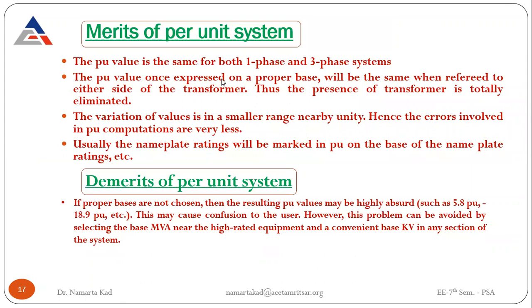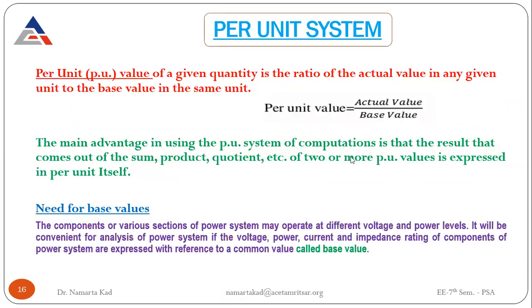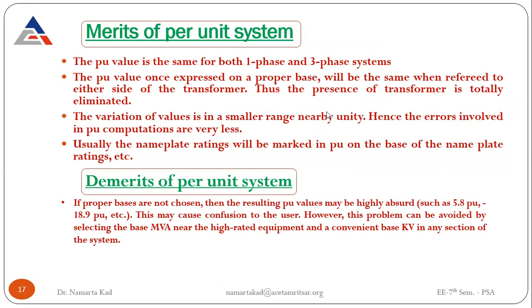Now the merits of the per unit system. The per unit value is the same for both single phase and three phase systems. Whether our system is single phase or three phase, the per unit value remains the same, but the calculation formulas are different. This formula is just the common formula for per unit, but there are different formulas to calculate the impedance, the voltage, or the current. So different formulas are there.